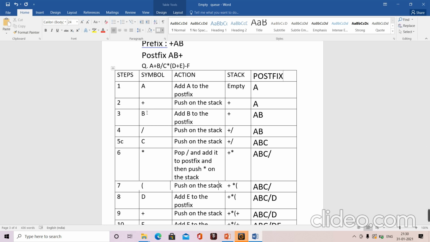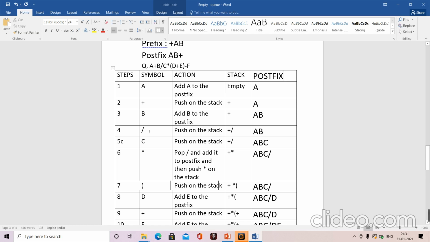Since the precedence of plus is less than that of division, we will not pop any operator and simply push. So we will not pop anything, but simply push division on the stack. And in step number 6, we are going to compare the precedence of this multiplication with that of the top operator of the stack, which is division.